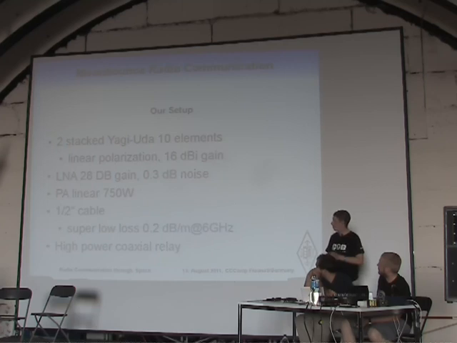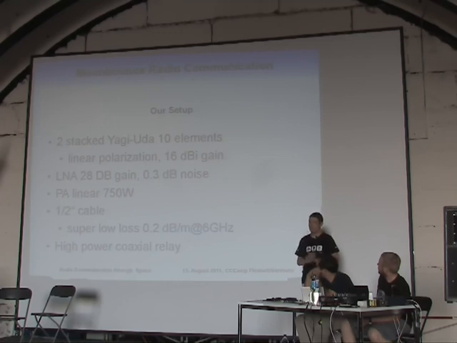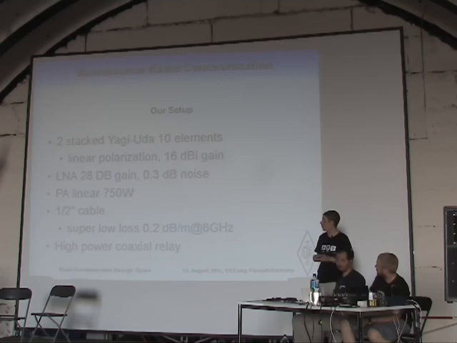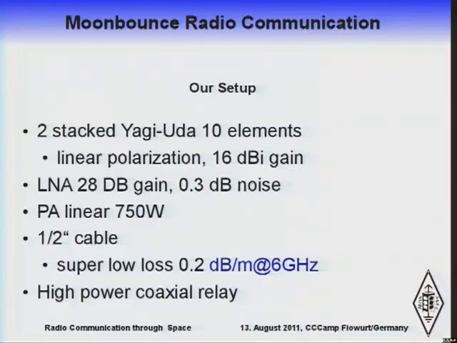For decoding the signal, you need, of course, a transceiver, but also a very good low noise amplifier. We have got a low noise amplifier from Kuhne. That's a German company that is producing really good super low noise amplifiers with over 28 decibels gain and about 0.3 decibels of internal noise, so that's really good.